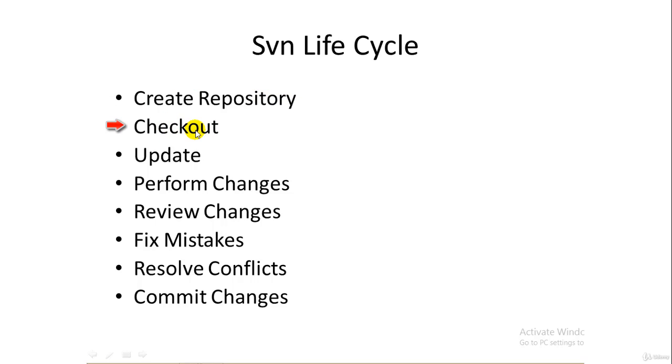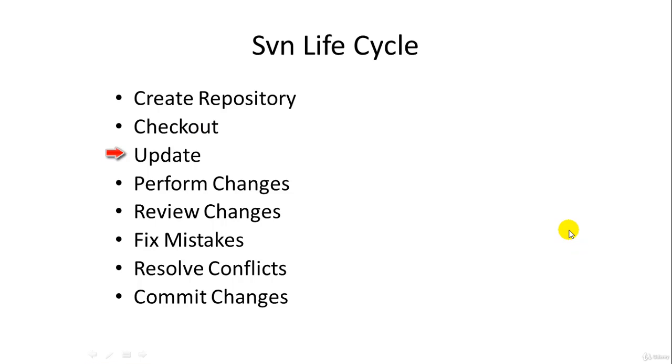Second comes checkout. The checkout operation is used to create a working copy from the repository. A working copy is nothing but a private place. It's like a local copy for each and every developer, and later on, they submit these changes to the repository.